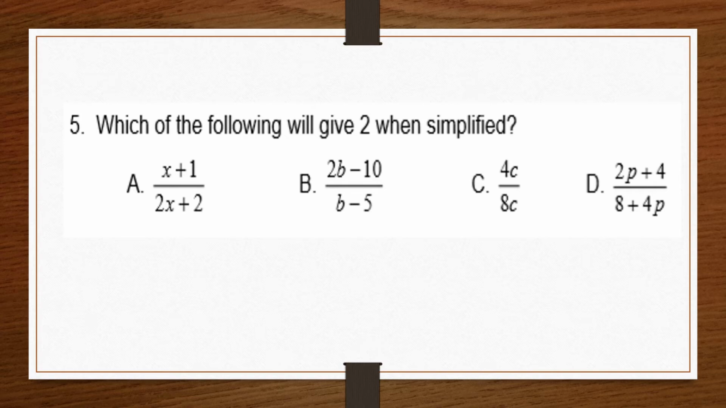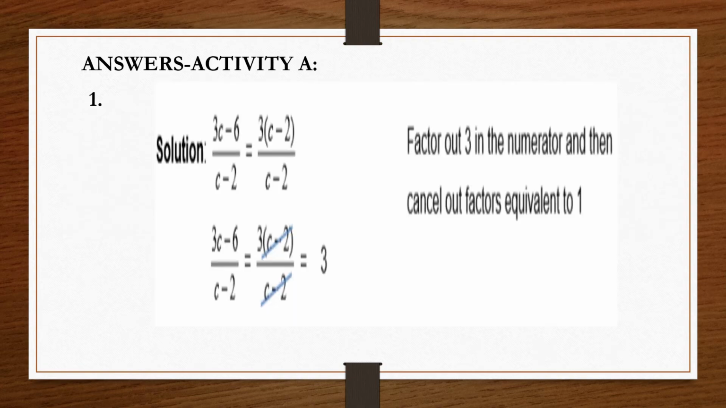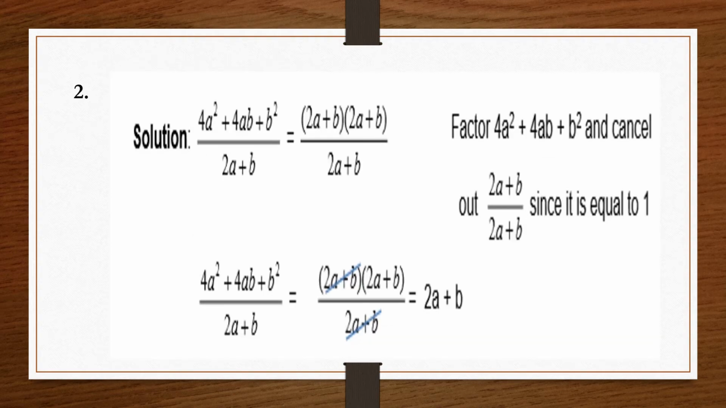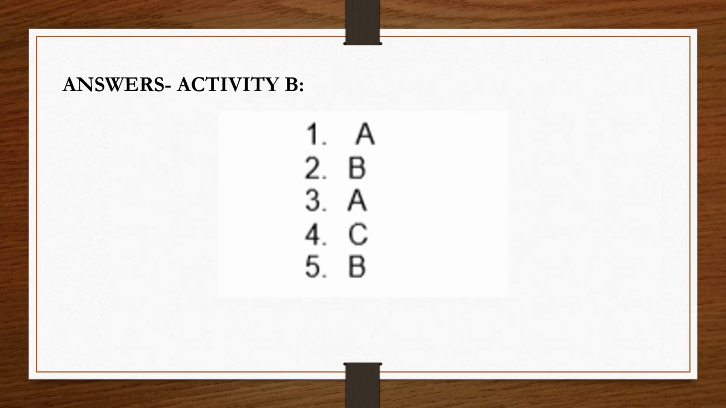It's time for you to check your own answers. Ready? There you go. The answer for 1 is 3. Activity A. I hope you got it correctly. Number 2 is 2a plus b. Did you get it? I hope so. For the multiple choice, there you go. Check your answers now.